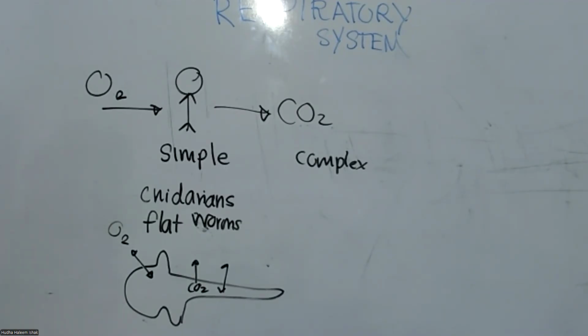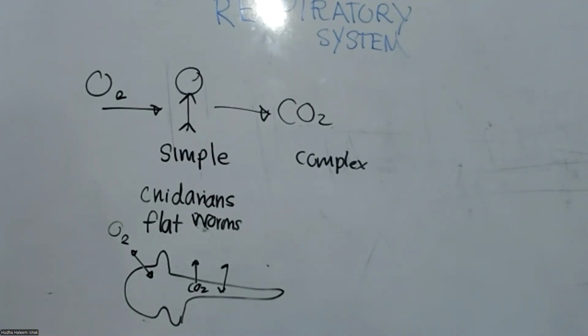But when it comes to large complex animals, their body complexity is very big, like mammals, humans, birds, and also reptiles and amphibians. All these have complex body structures. Also the energy requirement is very high, because we have a high metabolic rate, no? So all the cells inside the body are not in direct contact with the external environment.